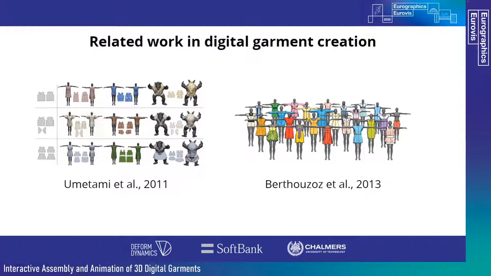Efforts have been made to recreate the tailoring process in a digital context. The work by Umetami provides an interactive workflow that allows for drawing patterns in 2D and seeing the resulting garments updated on a character in real time. Seams can be created by specifying two boundary segments. The work by Bertozos instead automatically parsed existing sewing patterns from a dataset and recreated the garments in 3D by extracting the shapes from the line segments and using machine learning to interpret the seam configuration.